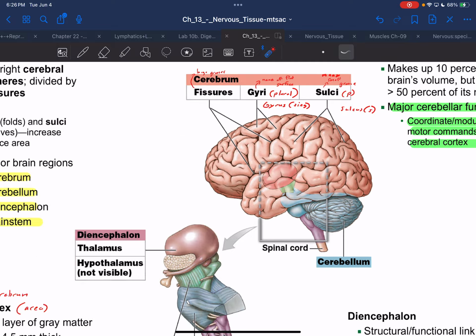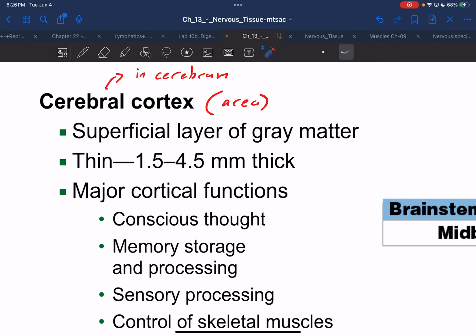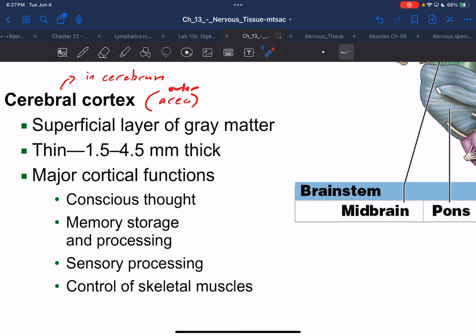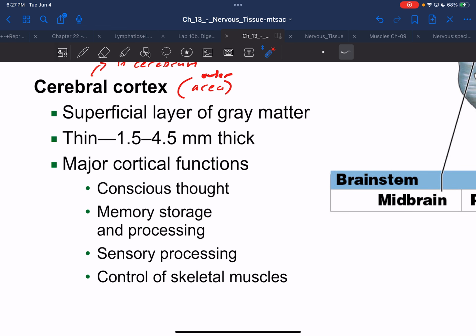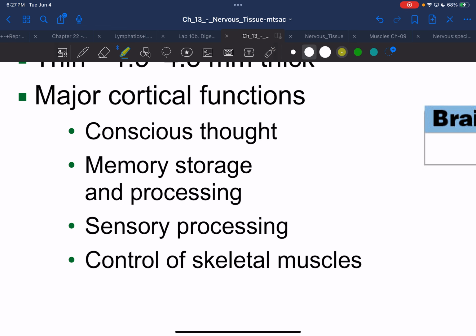And so you'll see down here we have the word cerebral cortex. Cerebral means in the cerebrum. And remember, the cortex in Latin means area, specifically outer area mostly, right? And so your cerebral cortex is where you are going to be carrying out conscious thought, like motor commands.